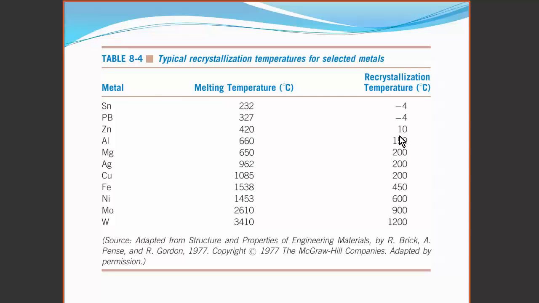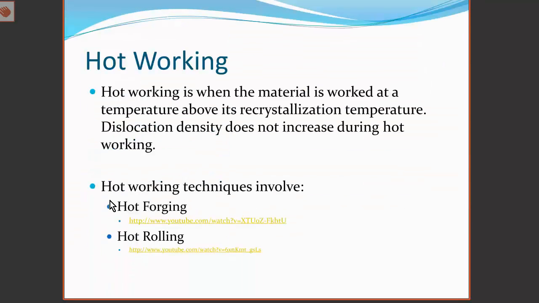We see for zinc also the recrystallization temperature is below room temperature. For aluminum, it's above room temperature at 150 degrees centigrade. Note that the recrystallization temperature is well below the melting temperature of the material. When we deform the material at temperatures above the recrystallization temperature, that is called hot working. Dislocation density does not increase during hot working because dislocations are immediately removed through recrystallization.